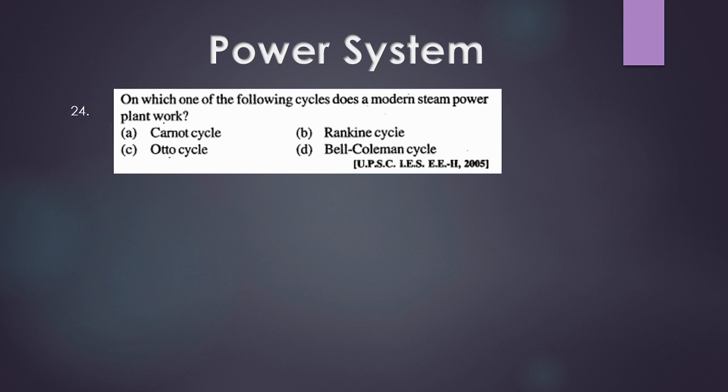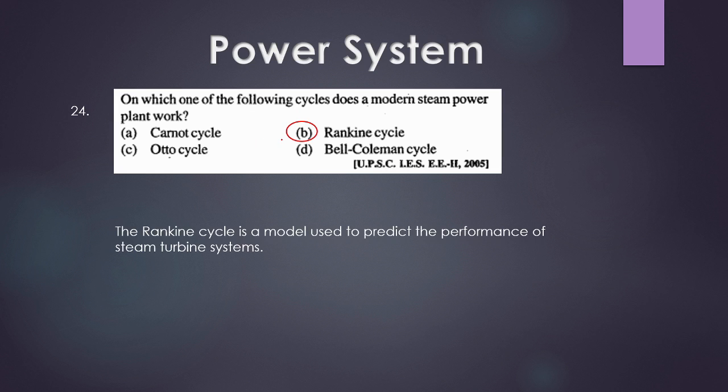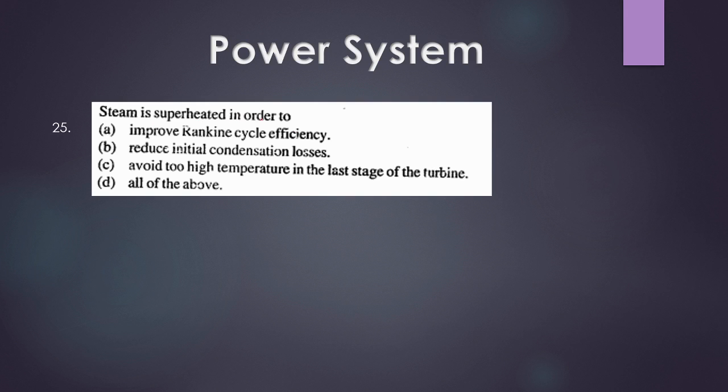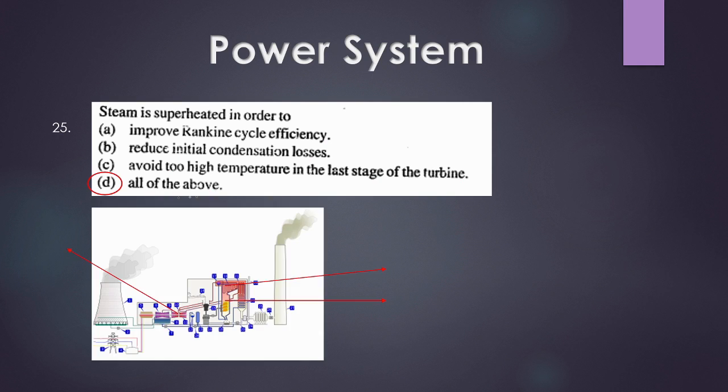So coming to the next question, on which one of the following cycles does a modern steam power plant work? It is asking on which cycle the steam power plant is based. The answer will be the Rankine cycle. The Rankine cycle is a model used to predict the performance of steam turbines. Coming to the next question, steam is superheated in order to improve the Rankine cycle efficiency, reduce initial condensation losses, avoid too high temperature in the last stage of the turbine, or all of the above. The answer is all of the above.